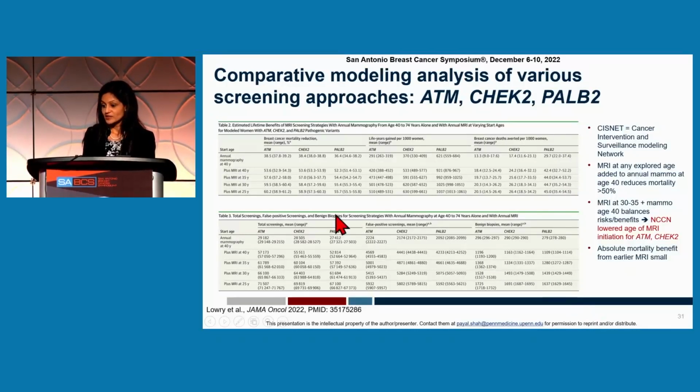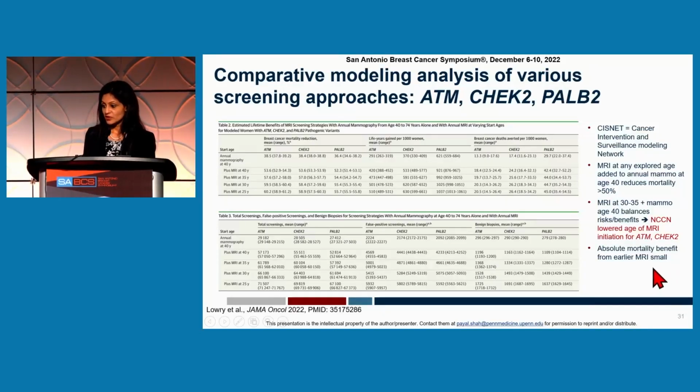And they found that breast mammography beginning at age 40 reduced breast cancer mortality by about 36 to 38%, and the addition of breast MRI at any age reduced mortality associated with breast cancer by upwards of 50%. They also found that mammogram beginning at age 40 plus breast MRI between ages 30 to 35 provided the best balance of risks and benefits, and it was on this basis that the NCCN guidelines were modified.